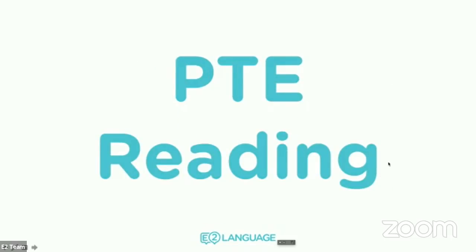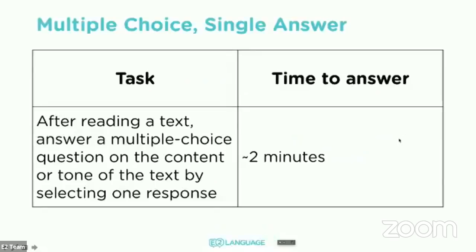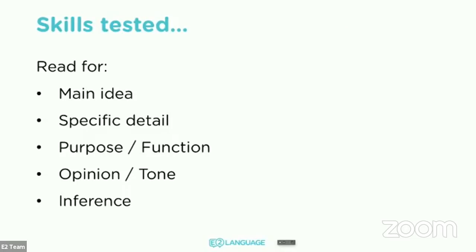Let's move on to PTE reading. And we're going to look at the first task, which is multiple choice, choose single answer. After reading a text, you answer a multiple choice question on the content or the tone of the text by selecting one response. You should spend about 2 minutes on this. In this particular question, you're tested on your ability to read for the main idea or a specific detail, the purpose or the function of the text, an opinion or the tone of the text, or an inference.